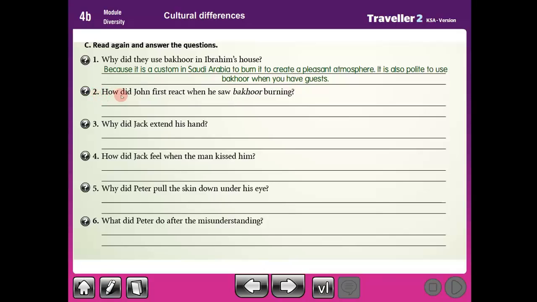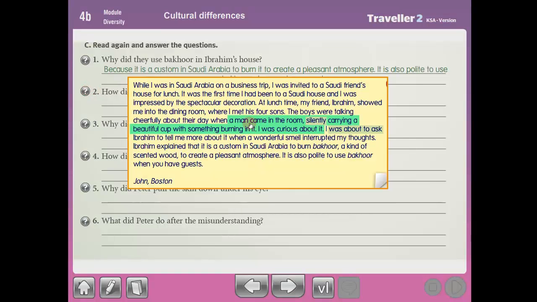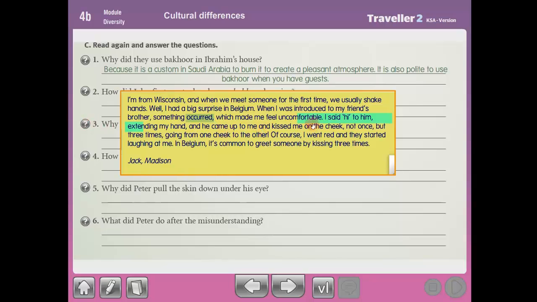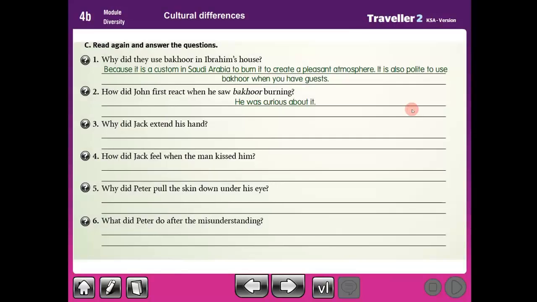Number 2. How did John first react when he saw bakur burning? Yes? Here is the answer. Okay. He was curious about that. Number 3. Why did Jack extend his hand? Feel uncomfortable. I said hi to him. So the answer, to say hi.